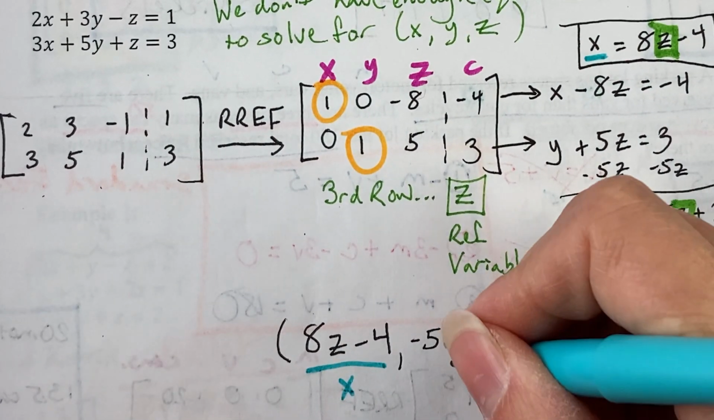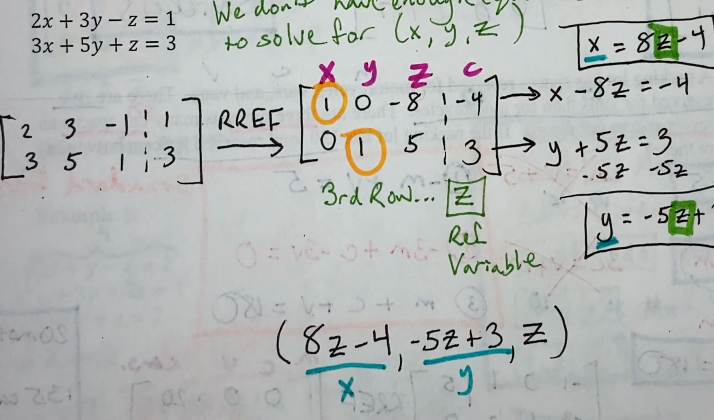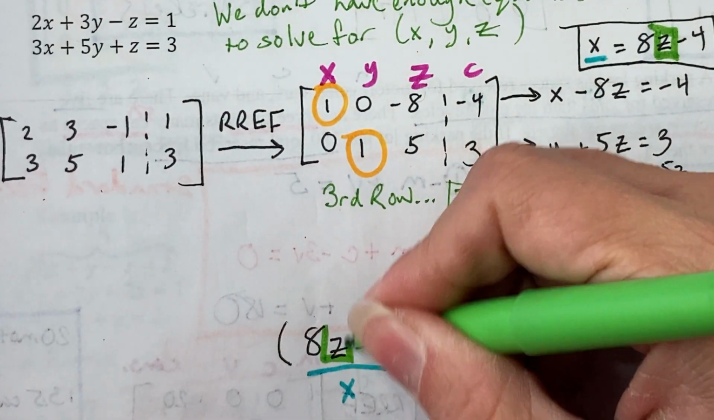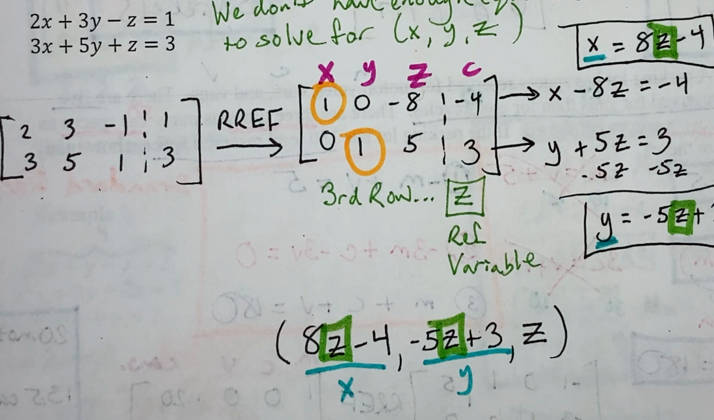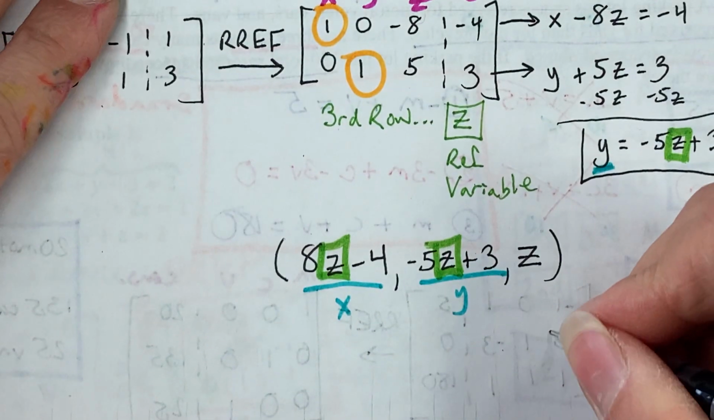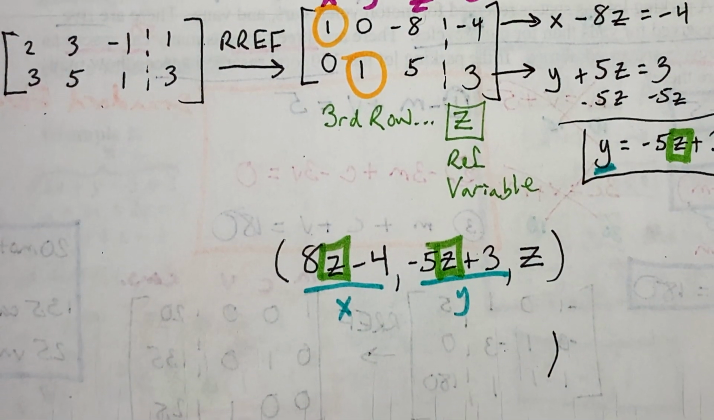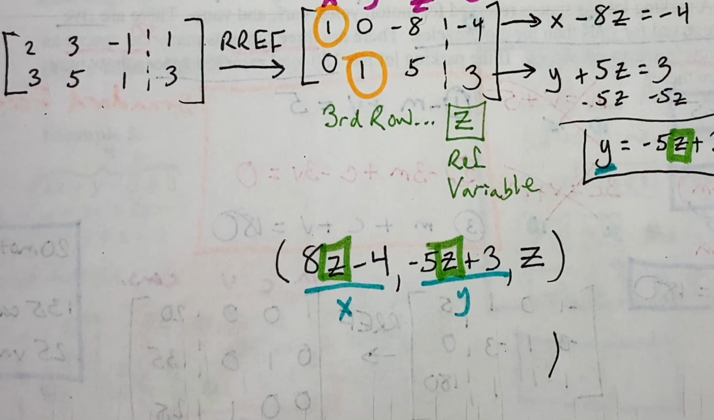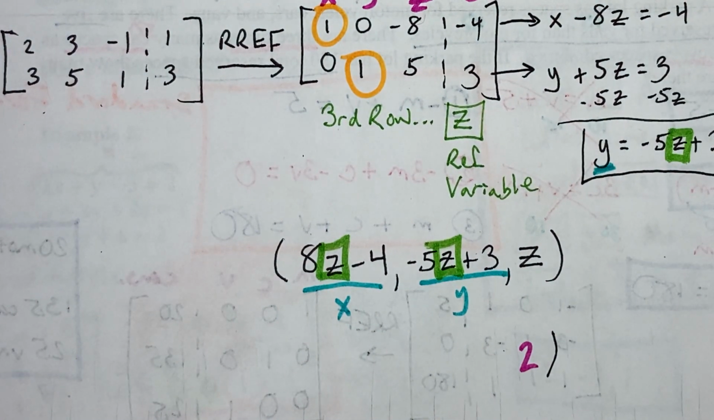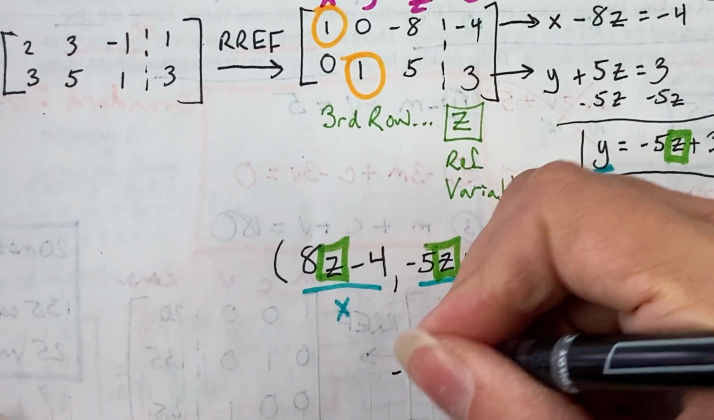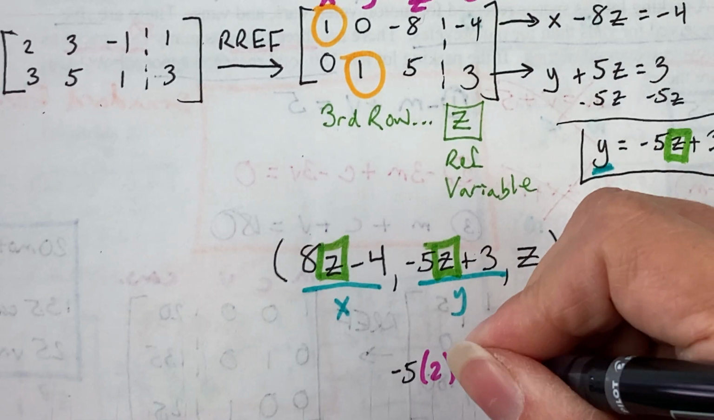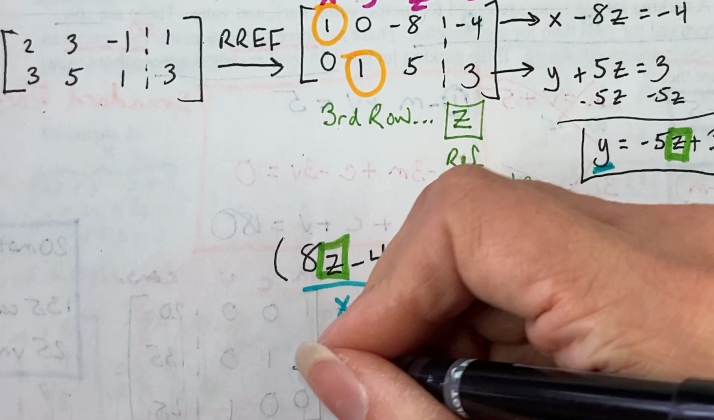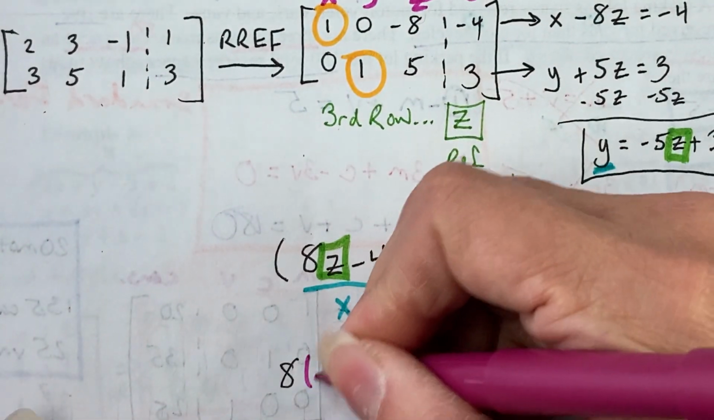Now, if we wanted to check ourselves, what we can do is generate a solution by arbitrarily choosing some z value. So I'm just going to choose my favorite value, which is 2. So what happens if I plug 2 in for z? Then y will be negative 5 times 2 plus 3. X will be 8 times 2 minus 4.